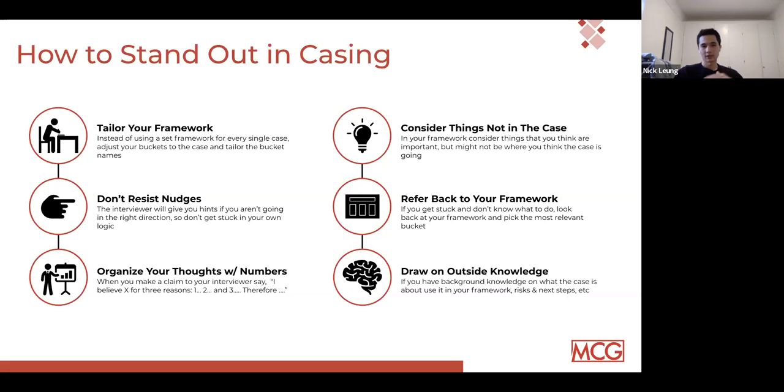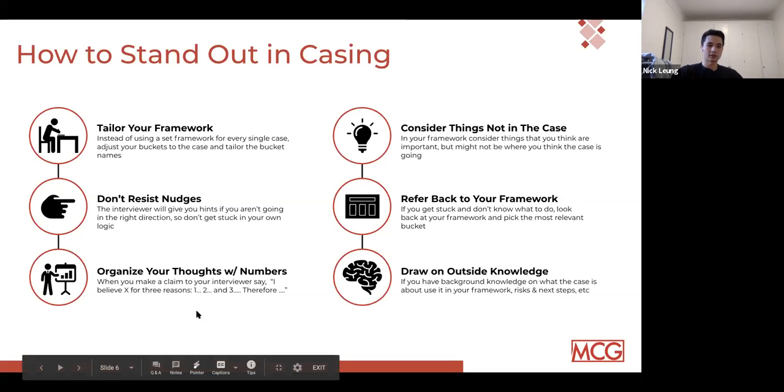1, and then I would say reason 1. 2, reason 2, and 3, reason 3. And therefore, whatever your claim or conclusion is. This is just a really good way of organizing yourself and falling back, if you're lost in your thoughts, it's a really good way of quickly organizing yourself on the spot. So I'd always recommend doing some sort of structure when you speak.